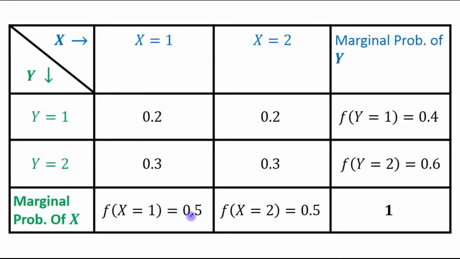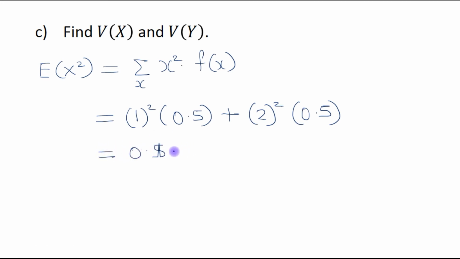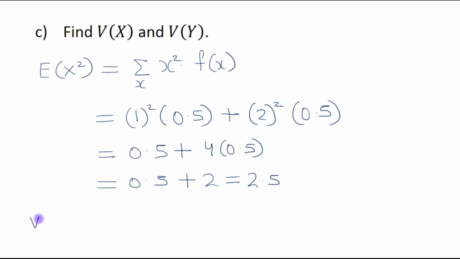So its probability was 0.5 and 0.5. 0.5 plus 2 square times 0.5, it is equal to 0.5 plus 4 into 0.5, which is equal to 2.5.